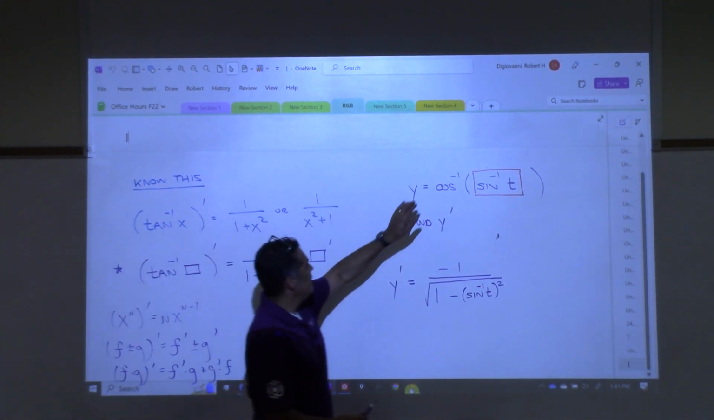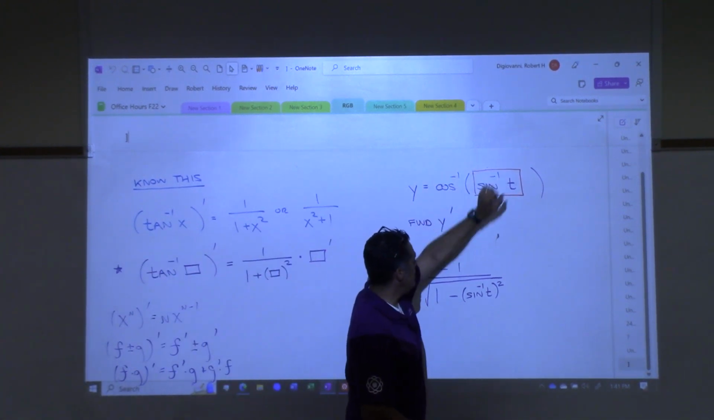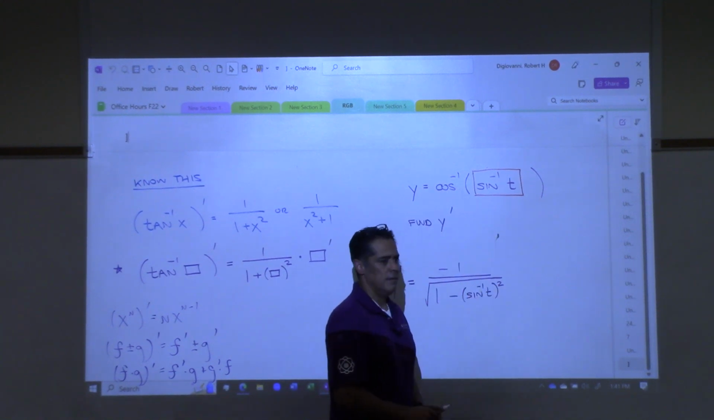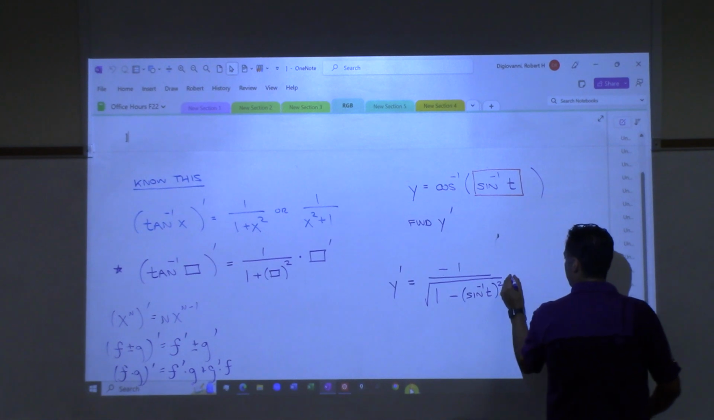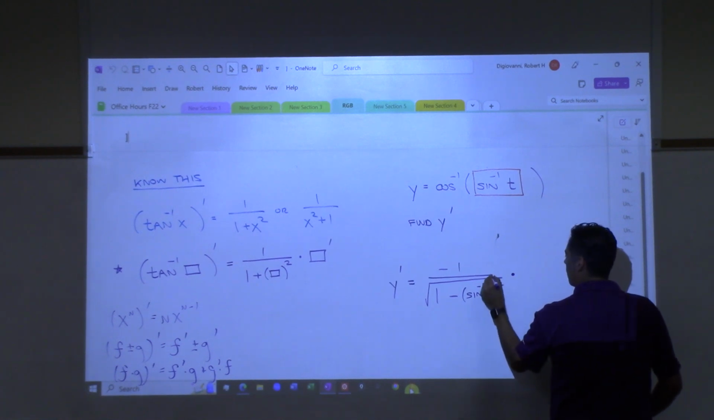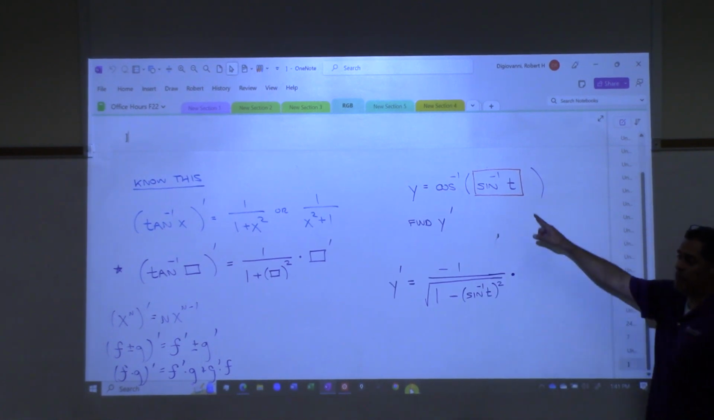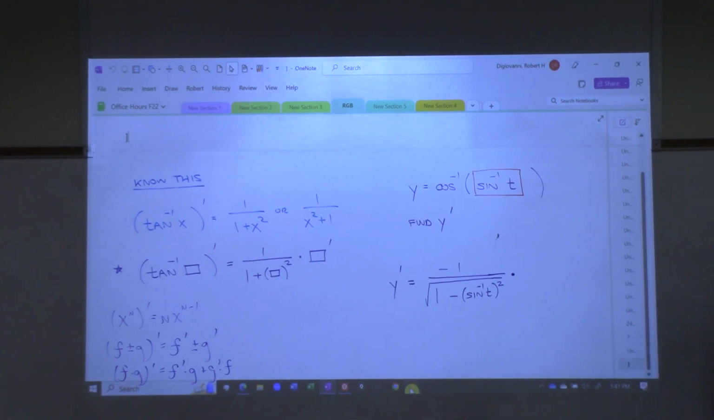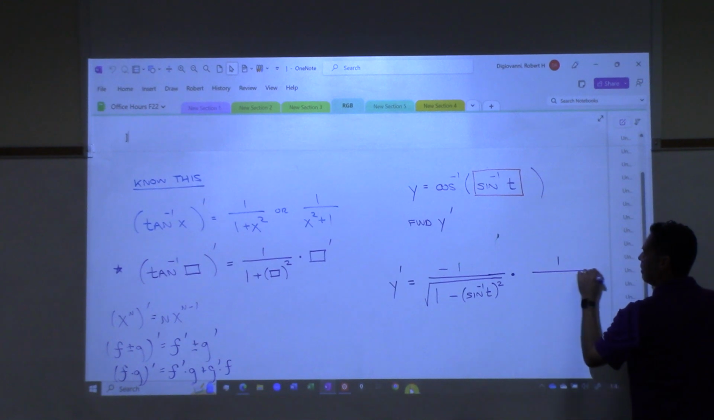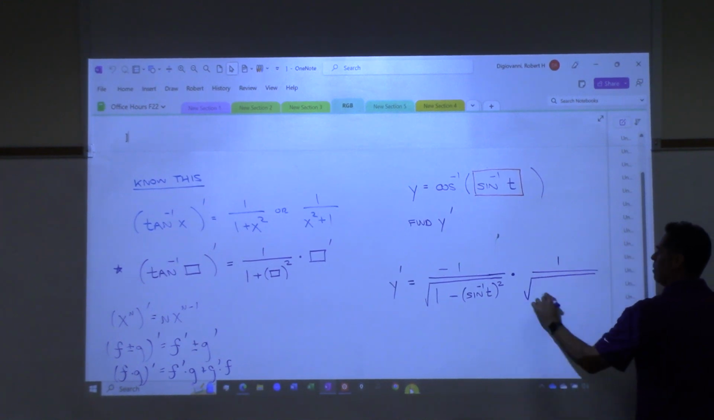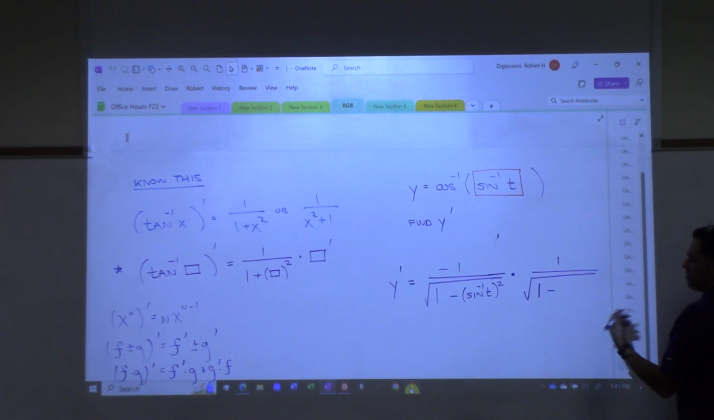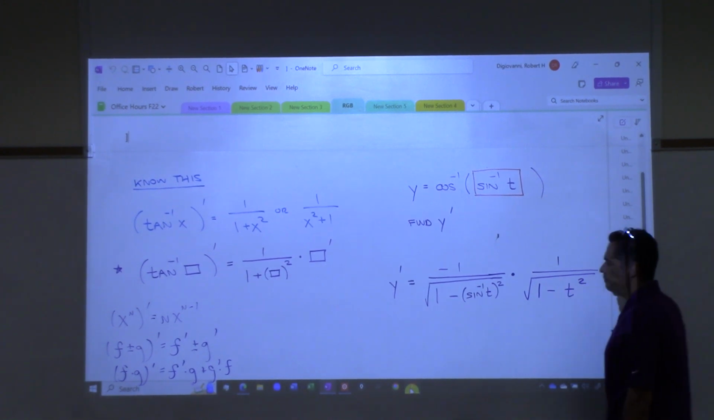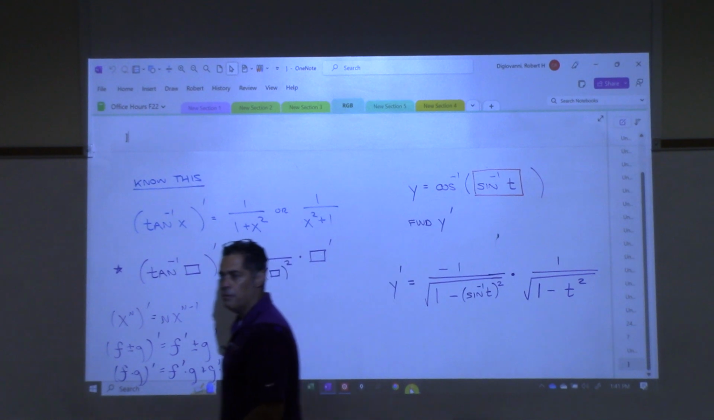We're not done, right? Derivative of cosine inverse of something is negative 1 over the square root of 1 minus that something squared, times. Now I'm ready to take the derivative of the box. What's the derivative of the box? 1 over the square root of 1 minus, in this case, it's just t, right? t, but then squared. There you go.